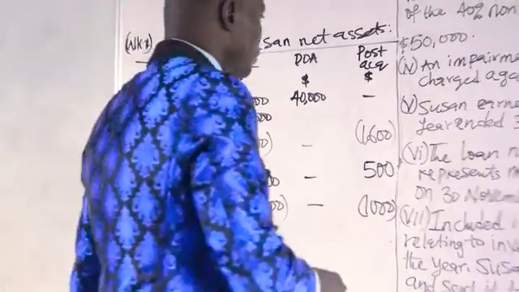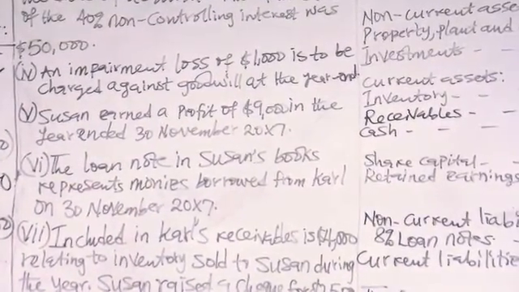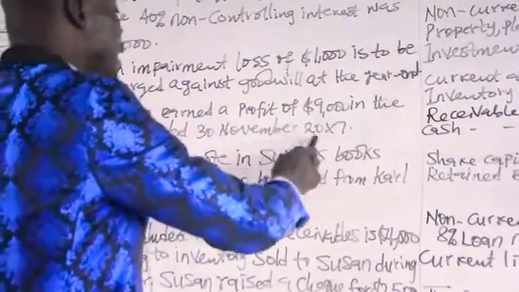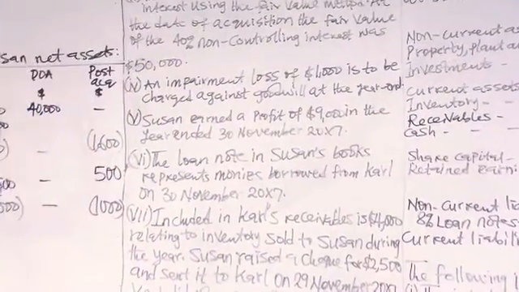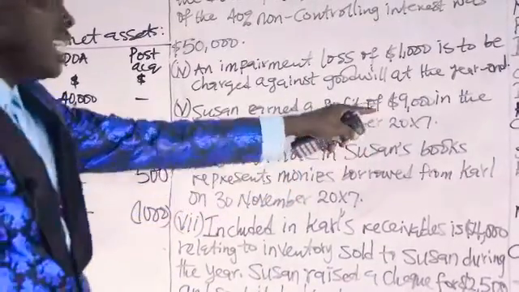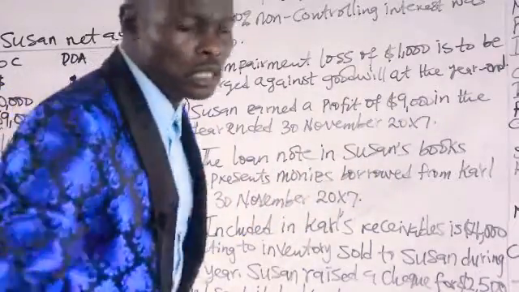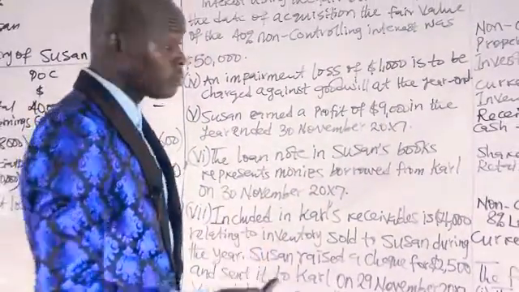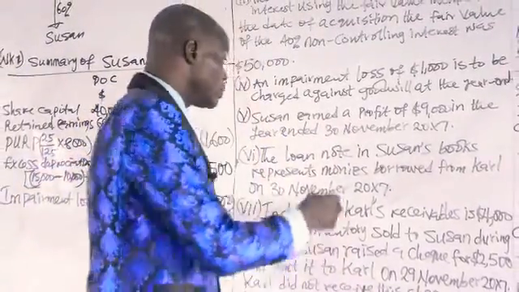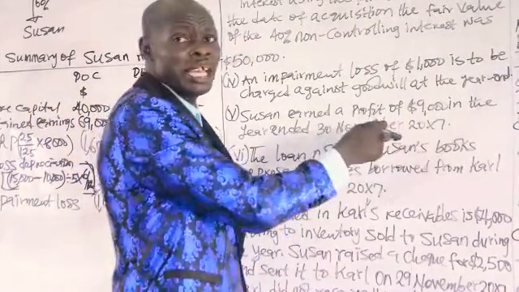That is note 4. Note 5. Suzanne earned a profit of 9,000 in the year ended 30th of November 2007. That is the profit for the year of Suzanne. I have told you the essence of this profit. This is not the pre-acquisition profit. This profit for the year should not be confused with the pre-acquisition profit, because it is not the profit that arises at the date of acquisition. This profit does not arise at the date of acquisition. Therefore, it is not the pre-acquisition profit.